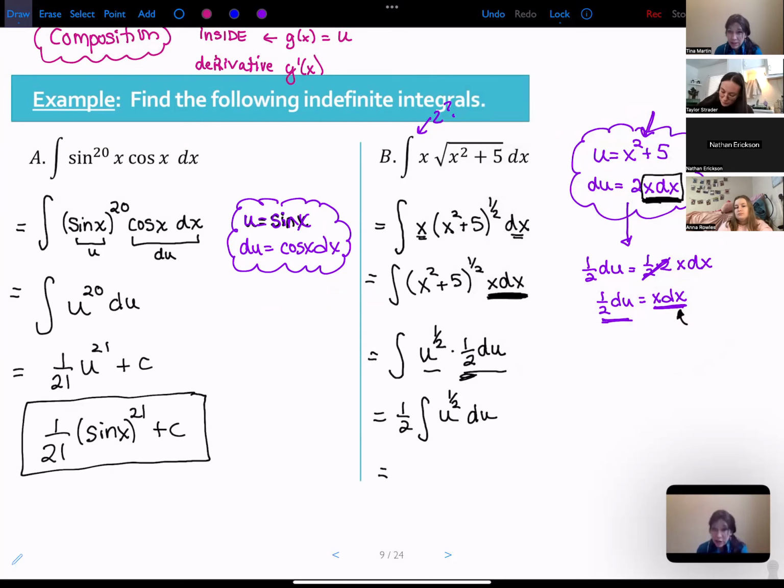Taylor, you want to finish me off with this antiderivative? What's it going to be? Oh, are you muted, Taylor? I'm sorry. So would it be, you just substitute what we had for u in, right? Yep. Well, so now we're going to take the antiderivative first. What's the antiderivative of u to the 1/2?